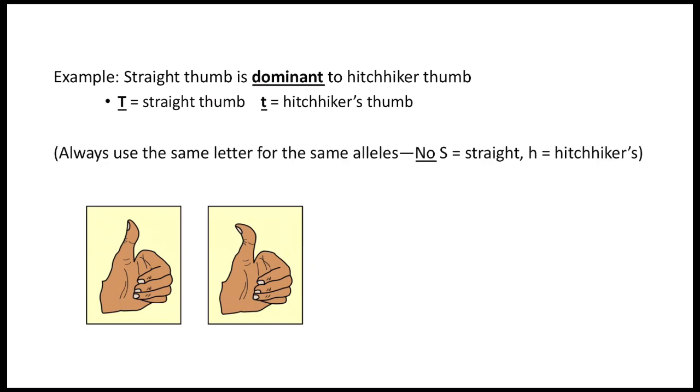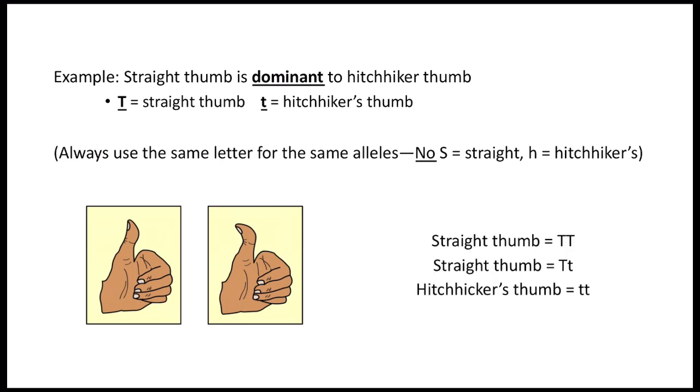Always use the same letter for the same alleles, i.e. do not decide that S is equal to the straight thumb and H is equal to the hitchhiker's thumb. We need to keep it consistent. So for this example, it's just T for thumb, not two separate letters. The letter you choose doesn't matter a ton, but you should keep it consistent. It should be the same letter, just in lowercase versus capital. And then also label what the letter stands for. Usually we pick it somewhat similar to the trait. In this case, we're dealing with thumbs, so we use the letter T.